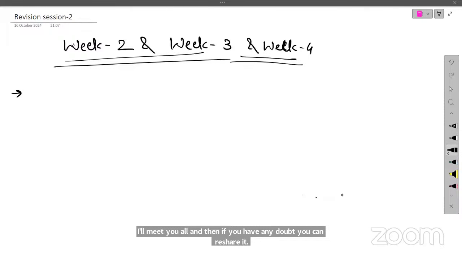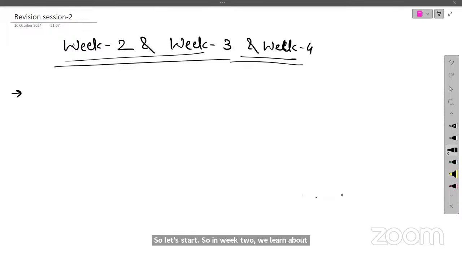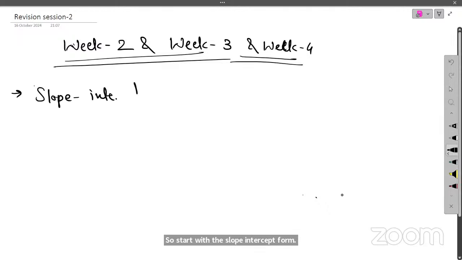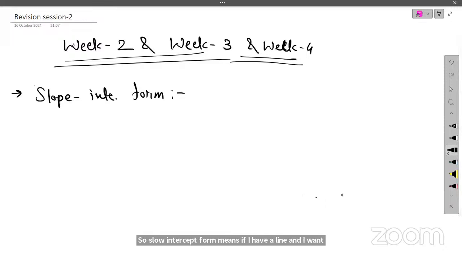So in week 2, we learn about the equation of lines. We already talked about what the equation is and the motivation behind the equation of a line. So start with the slope intercept form. If I have a line and I want to express it using an equation, then I can use the slope of that line and the y-intercept of that line. What is a slope? Slope is nothing but change in y upon change in x.